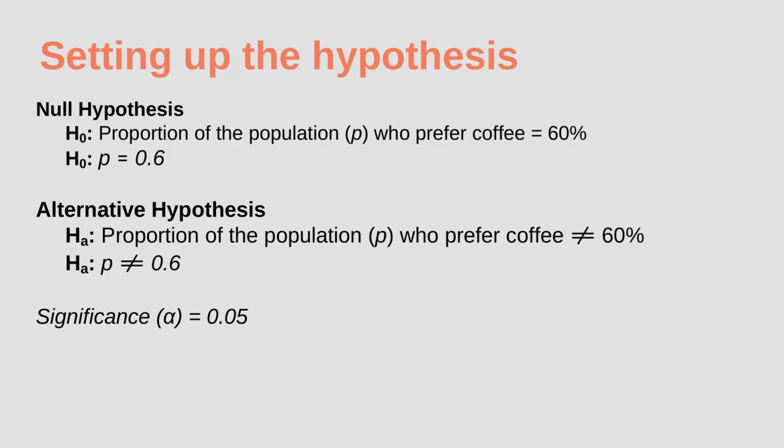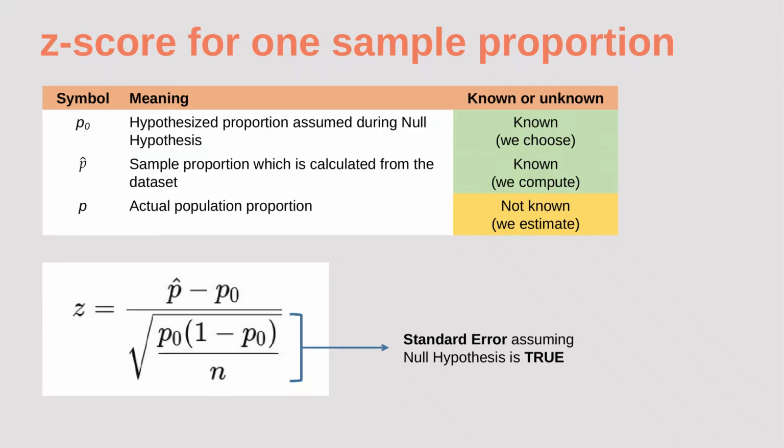when it's actually true. Let's understand the elements involved in calculating the z-score for one sample proportion test. P0 is the hypothesized population proportion. The value we assume is true under null hypothesis. In our case, it is 0.6 or 60%. This is a known value because we define it as a part of the hypothesis test. P hat is the sample proportion, which we calculate from the data we have collected. This is a known value because we compute it from our sample.